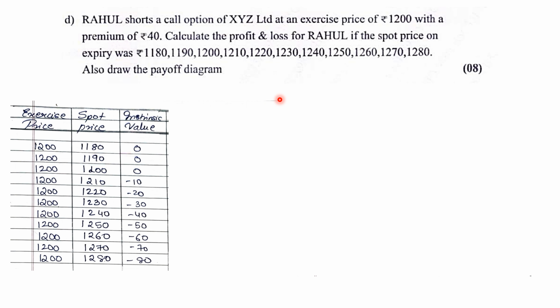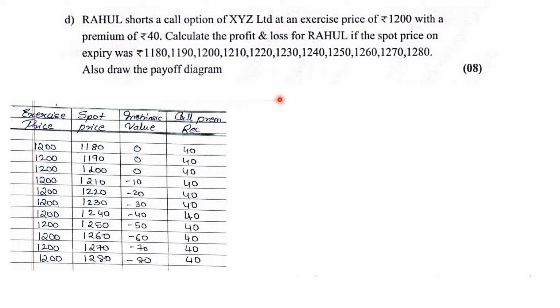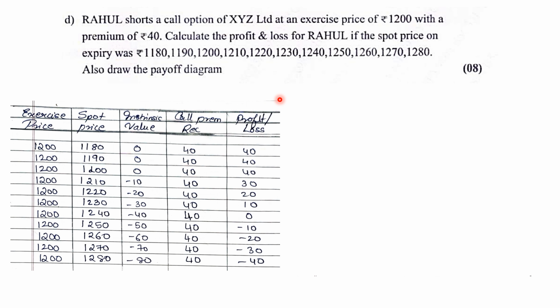Premium, you're selling, so you're going to receive the premium of 40 rupees, so plus 40 everywhere. And profit and loss will be premium minus the intrinsic value. So 40 minus 0, 40 minus 0. Then 40 minus 10, 20, 30, 40, 50, 60. So we'll get 40, 40, 40. Thereafter we get 30, 20, 10, 0, negative 10, negative 20, negative 30, negative 40. Exactly similar to the previous sum.